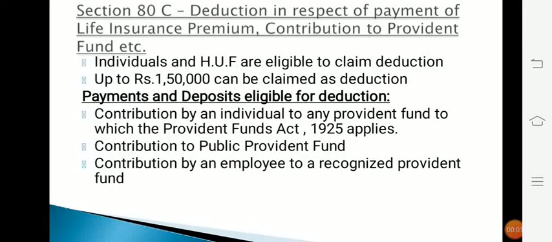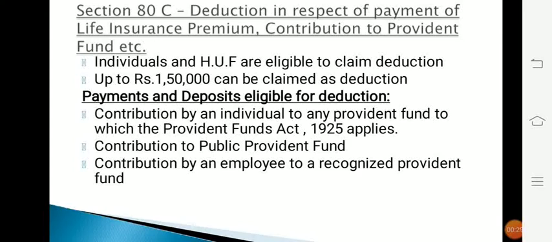The first deduction is deduction under section 80C. Deduction in respect of payment of life insurance premium, contribution to provident fund, etc. Individuals and Hindu undivided family are eligible to claim deduction. Up to rupees 1,50,000 can be claimed as deduction under section 80C.